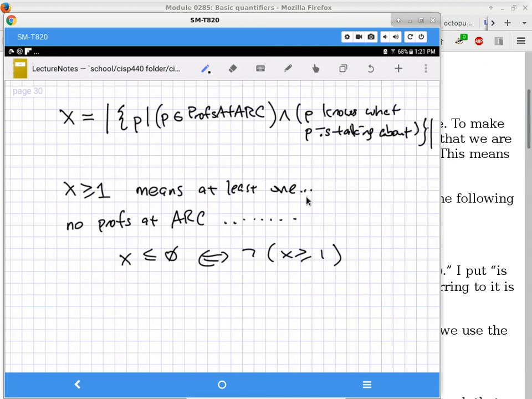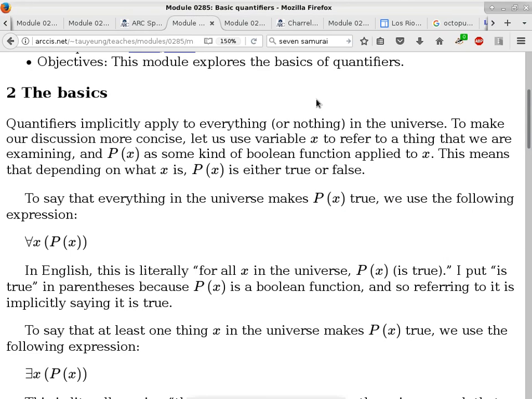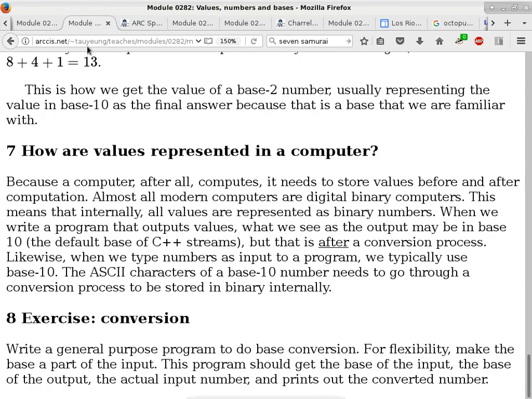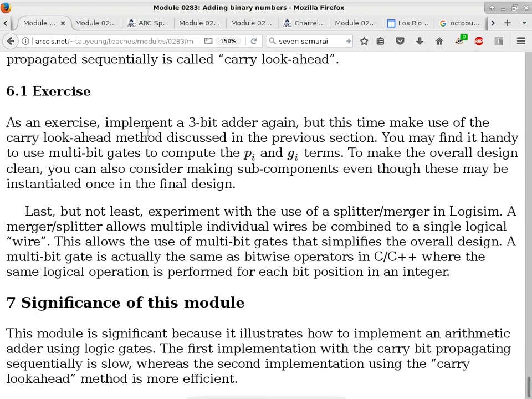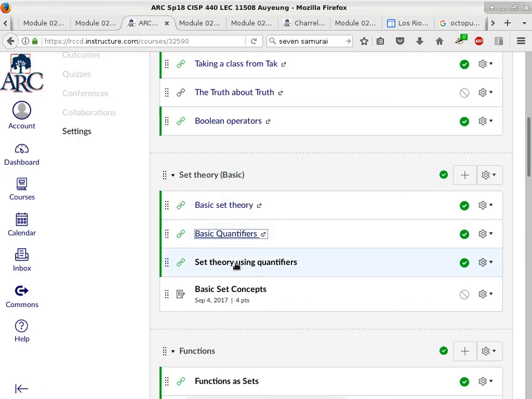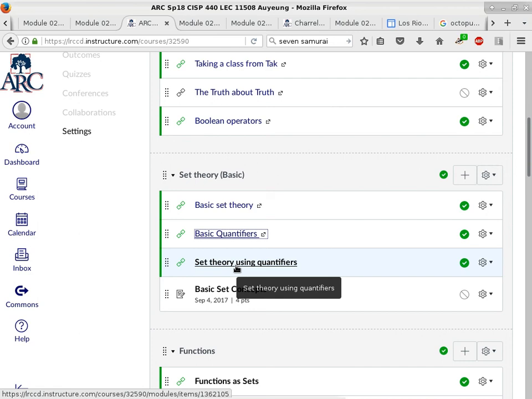So think about this and read this document because it is really important. And when you're done reading this one, because we have an interval of 5 days that we don't meet, I want you to move on to the next one, set theory using quantifiers. The homework is not on yet. So right now the assignment is still reading.